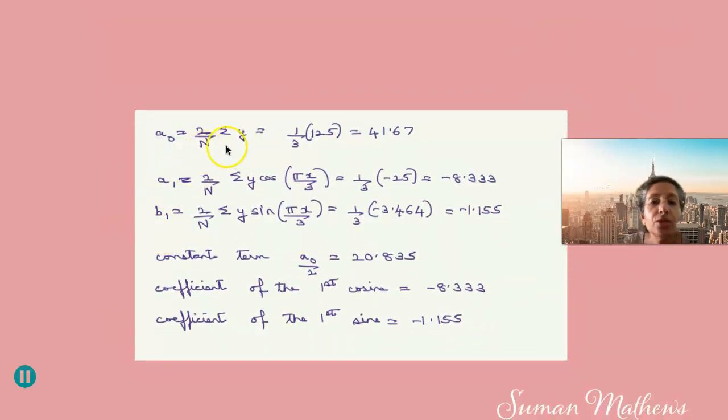So your a0 will be 2 by n summation y, that is 1 by 3 into 125, which is 41.67. a1 is 2 by n summation y cos pi x by 3, that is 1 by 3 into minus 25, which is minus 8.33. b1 is 2 by n summation y sin pi x by 3, that is 1 by 3 into minus 3.464, which is minus 1.155. So your constant term is a0 by 2, which is 20.835, and coefficient of the first cosine is minus 8.333, and coefficient of the first sine is minus 1.155.